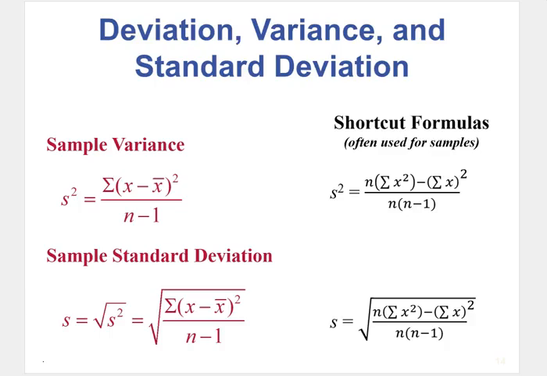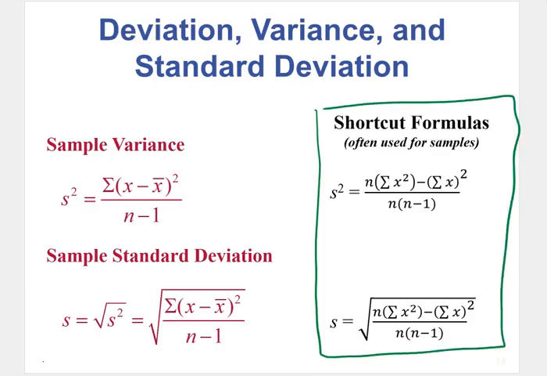Those, as you can see, can be kind of tedious and time consuming. So there are actually two shortcut formulas that you can use that I highly recommend. Because notice all you have to do to use these shortcut formulas is know your n. You have to know the sum of your x squareds, which is very easy to do: take each x squared and then add them all up. And then your sum of your x's, which you've already found when you found the mean.